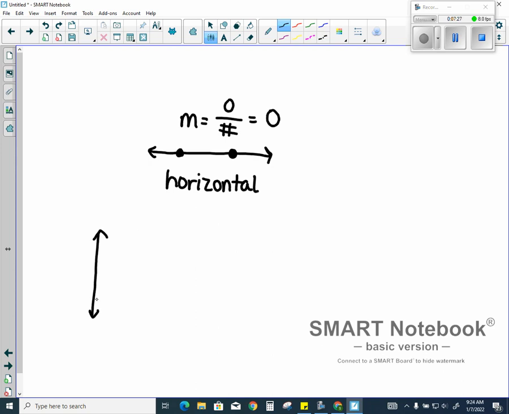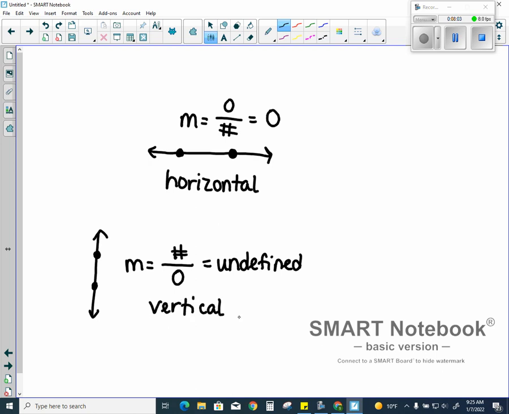In reverse, if I have a vertical line and I want to determine its slope, as I move from one of those points to another, I am rising or falling. I'm going up or down some number of steps, 1 or 2 or 10. But notice my run, my left and right movement, is 0. It is not okay to have 0 on the bottom of a fraction, which means the slope of this line is undefined. Vertical lines have slopes that are undefined.